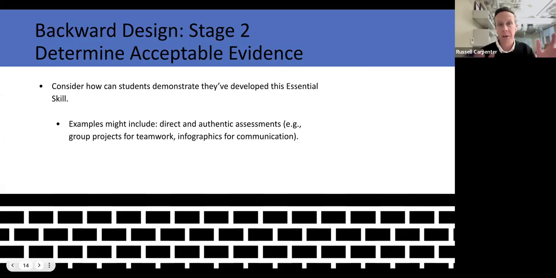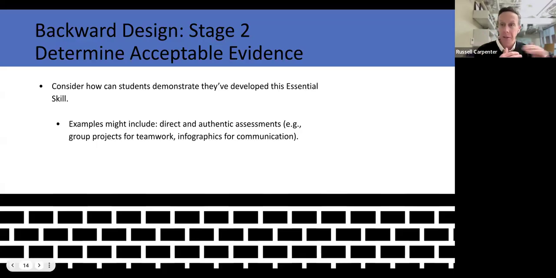Stage 2 focuses on determining acceptable evidence. So in this phase, which is kind of in the middle of the process that Pete shared, consider how students can demonstrate they've developed this essential skill. How can they demonstrate that they've developed this essential skill? It's so important in this phase that as you're considering learning assessments and the options that you have available, that you approach this with kind of a new perspective. What are the opportunities for students to demonstrate that they've learned this essential skill?